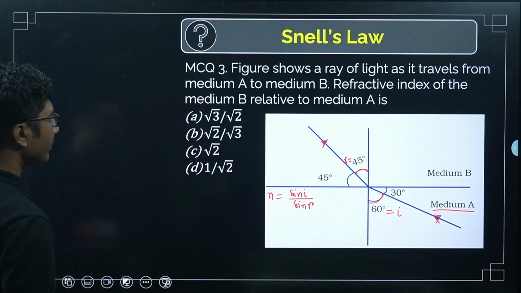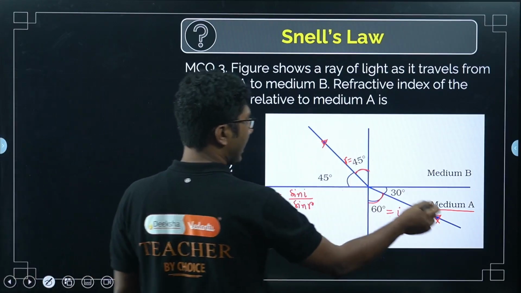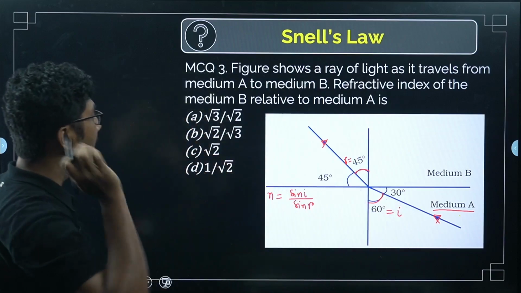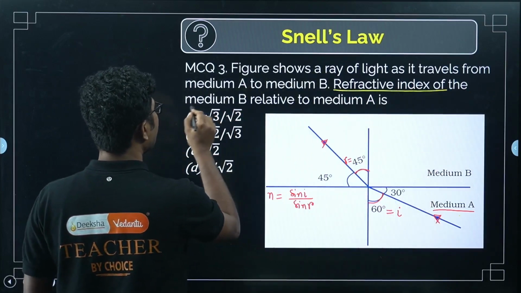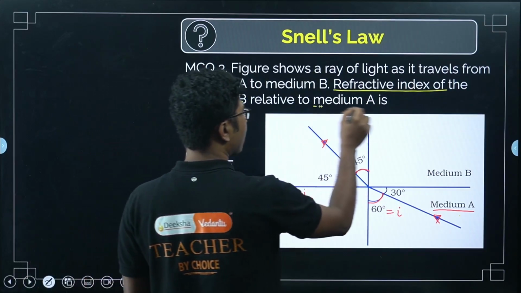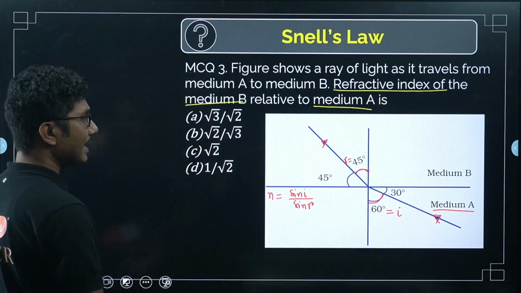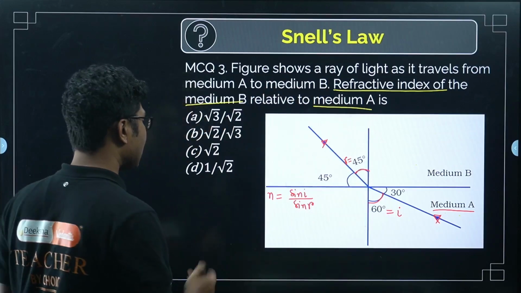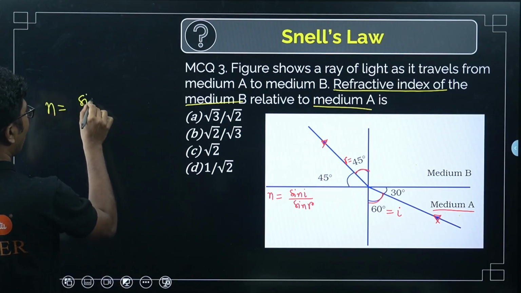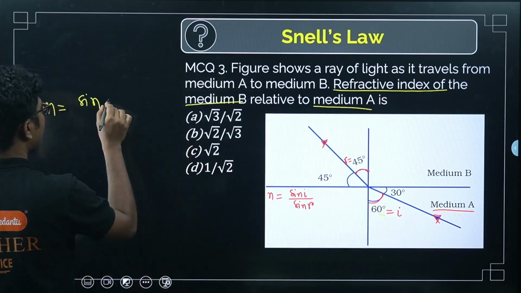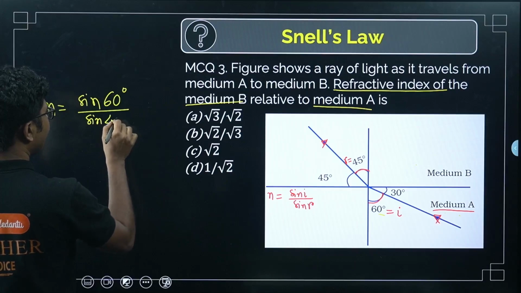Now let's start solving this. What we are trying to find is the refractive index of medium B with respect to medium A. Very important: medium B with respect to medium A. So we have to calculate sin i by sin r, the second medium relative to the first medium. So what is sin i? Here i is 60 degrees. So n is sin 60 degrees divided by sin r, sin of 45 degrees.